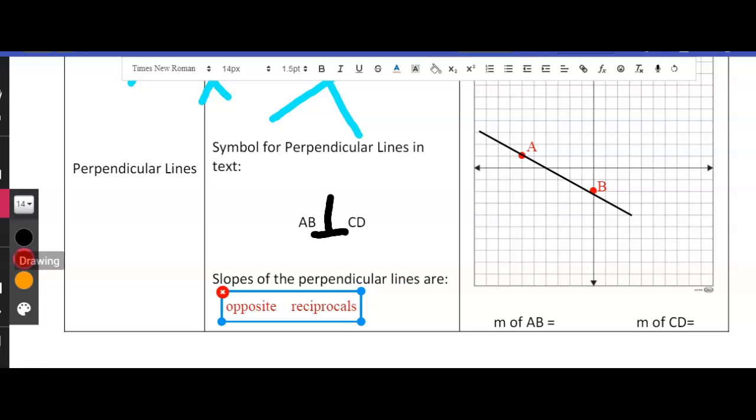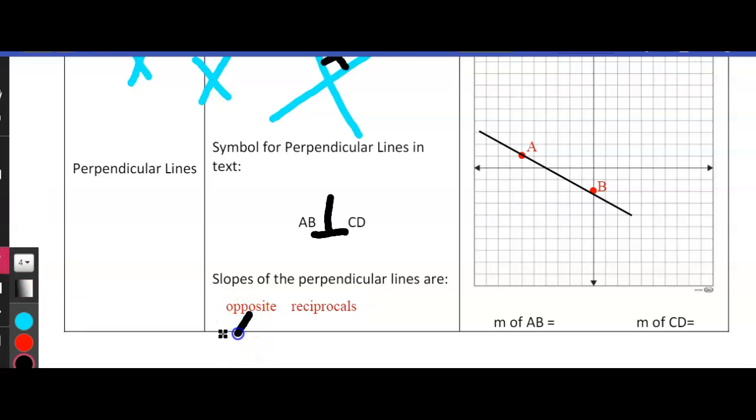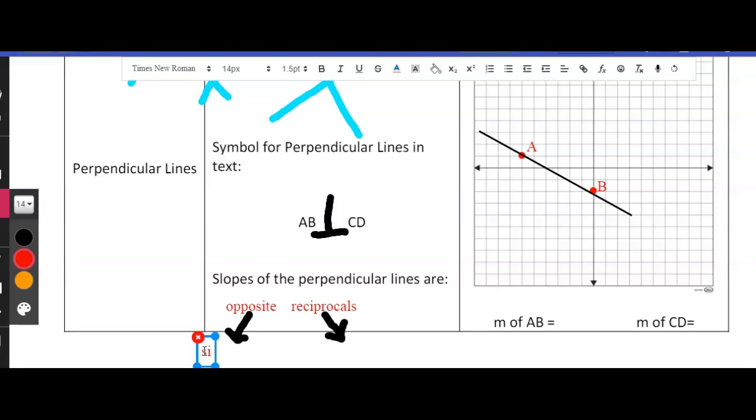And if you've ever heard those words before, they actually have a meaning. So opposite is like one is negative, the other is positive, right? Or vice versa, one is positive, the other is negative. So that's talking about if I were to change the signs. So that would be a sign change. So one's going to be running in the negative direction like AB, but the other one is going to have to run this way, and that's the positive direction. So those slopes are going to have a sign change.